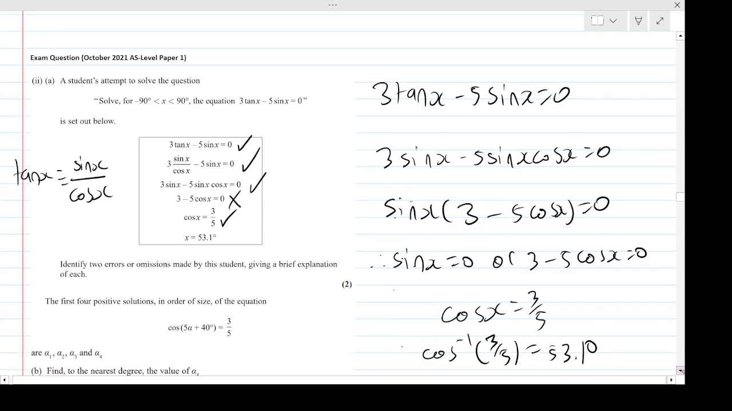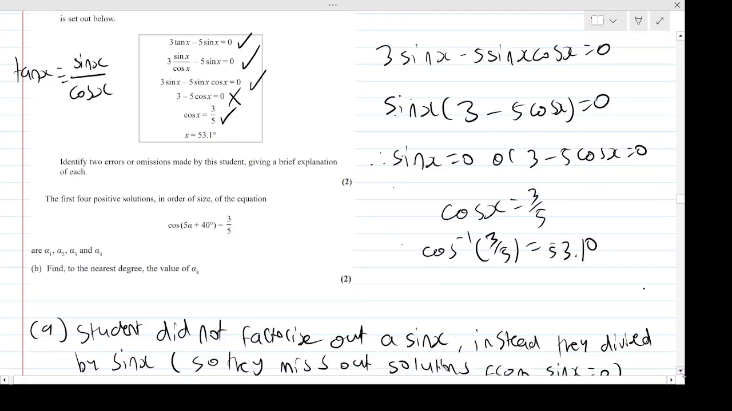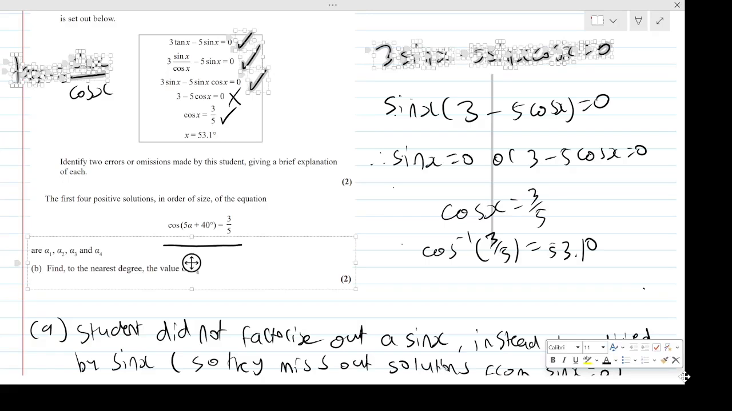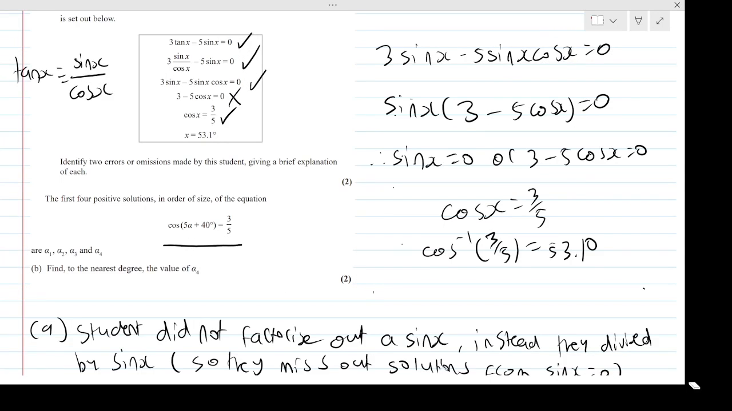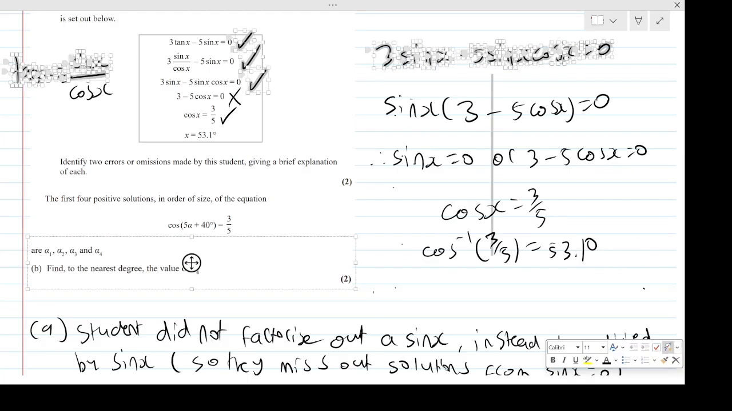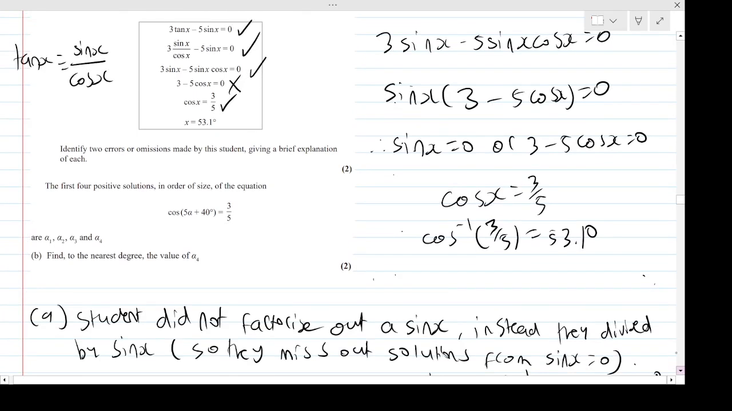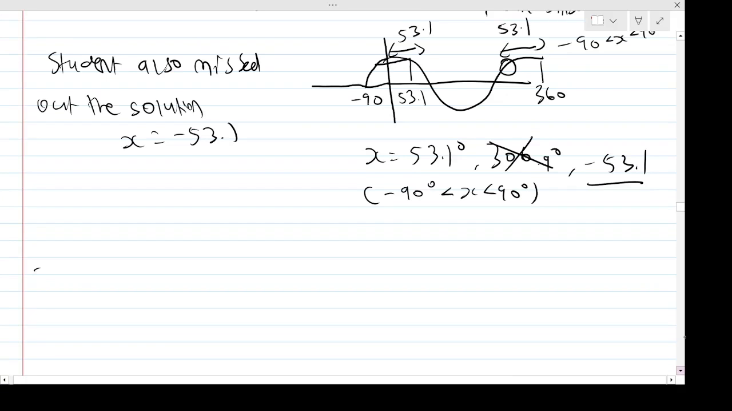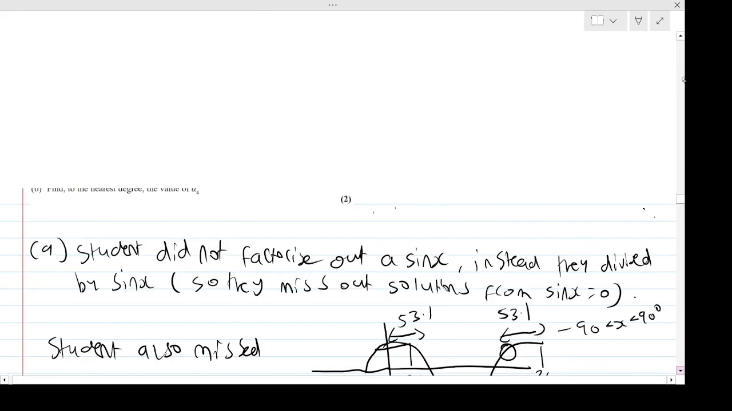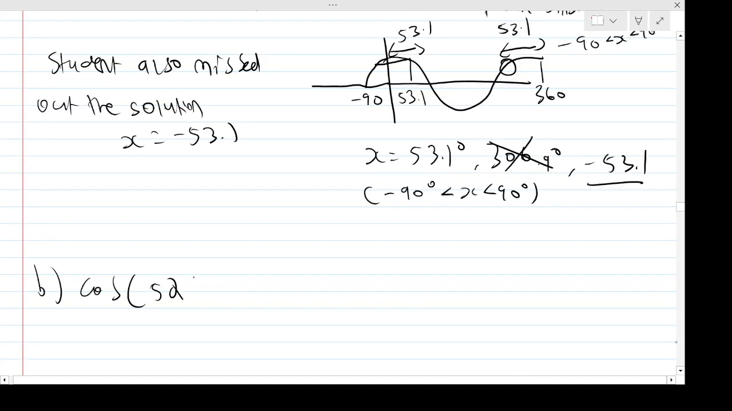Okay, cool. Right, okay, then they said the first four positive solutions in order of size of the equation cos 5 alpha plus 40 is 3/5 is alpha 1, alpha 2, alpha 3, and alpha 4. Find to the nearest degree the value of alpha 4. Right. So basically, these are like the first four positive solutions to this, right? That's what that's saying. If we just rewrite that equation down here, cos of 5 alpha plus 40 is 3/5.